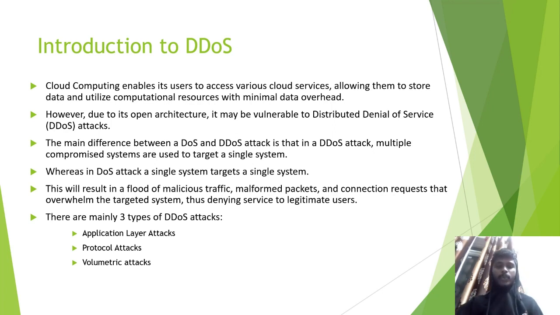The main difference between DoS and DDoS attacks is that in a DDoS attack, multiple compromised systems are used to target a single system, whereas in a DoS attack, a single system targets a single system. This results in a flood of malicious traffic, malformed packets, and connection requests that overwhelm the targeted system, thus denying service to legitimate users. There are mainly three types of DDoS attacks: application layer attacks, protocol attacks, and volumetric attacks.